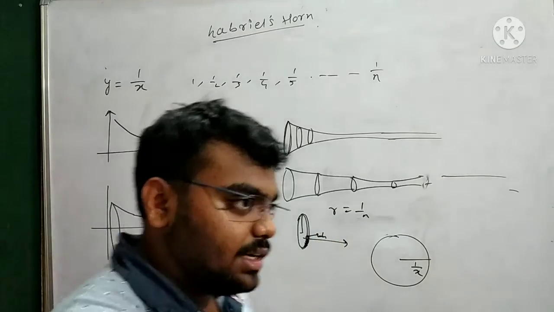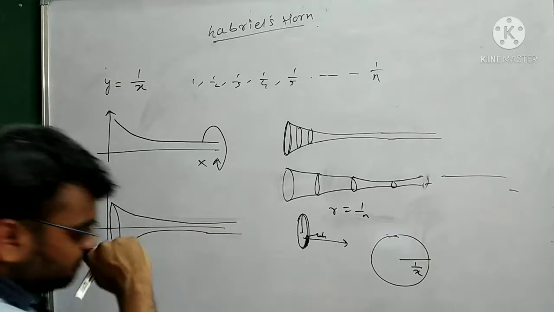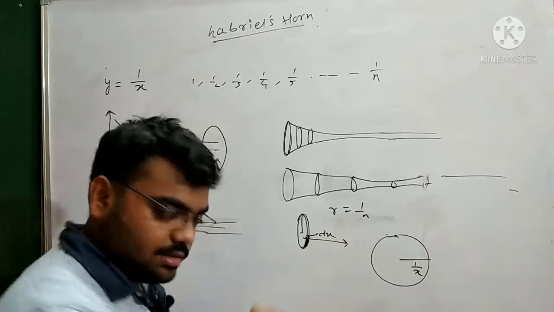This is the height of a cylinder. And now see, considering that the height is dx, that is dx, isn't it?